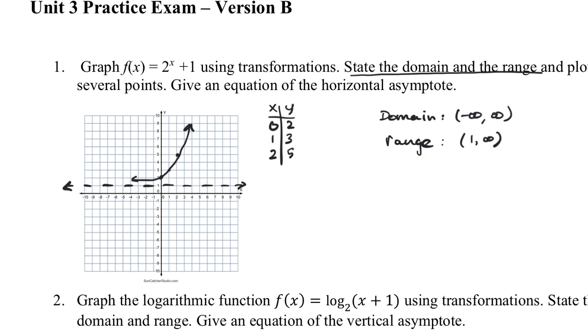Okay. We plotted several points. Now it just wants to give an equation of the horizontal asymptote. That's y equals 1.